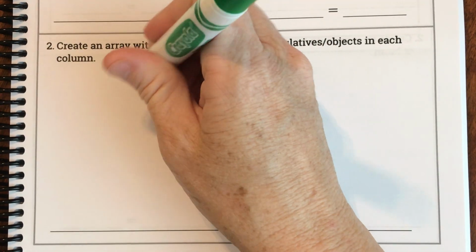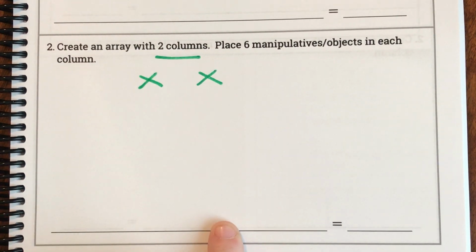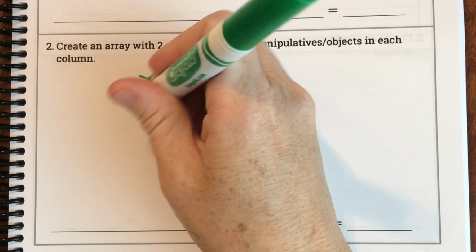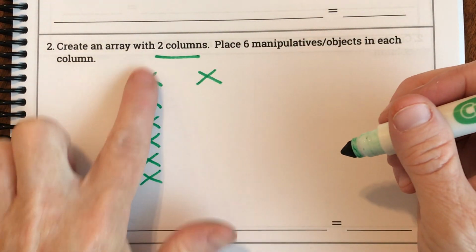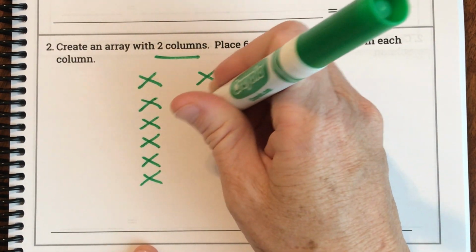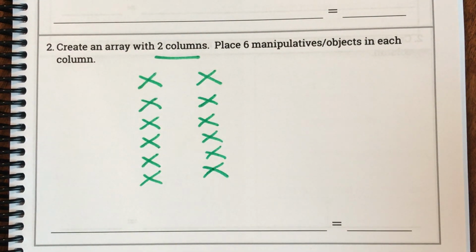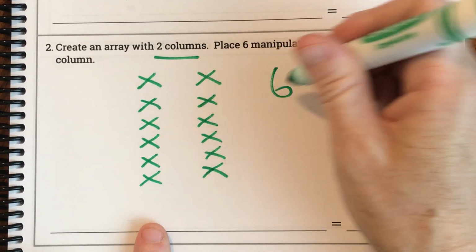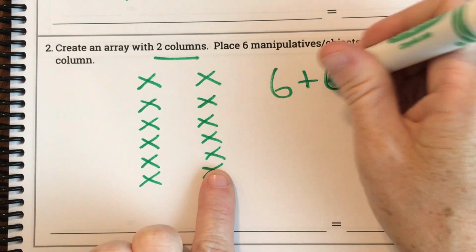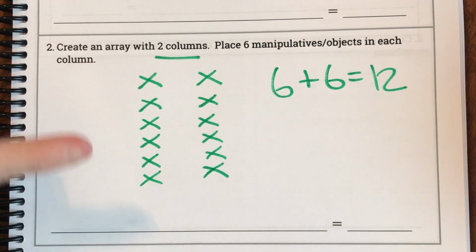Okay, so this time they only want me to have 2 columns, 2 up, downs, but they want 6 in each one. So there's 3, 4, 5, 6 in that column, and 6 in this column. Okay, so now let's write our number sentences. We could do columns first. 6 plus 6 equals 12. And I also could do rows.